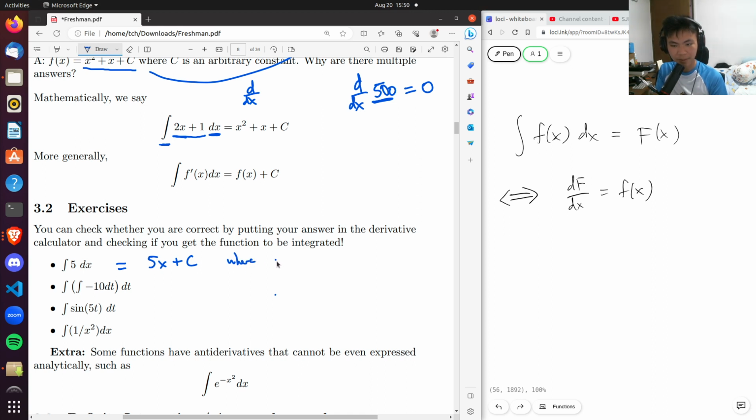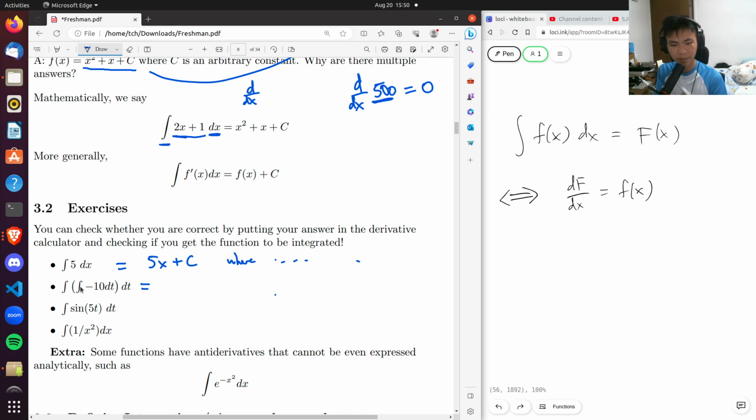Your math teachers will always tell you to write where c is an arbitrary constant, but in physics, most of the time, it's understood if you ignore it. Okay, so just like how I can take double derivatives, I can differentiate a function twice, I can also integrate a function twice.